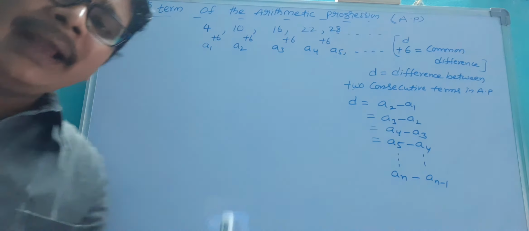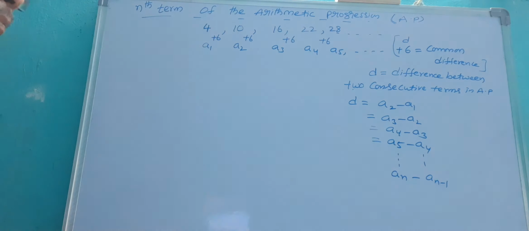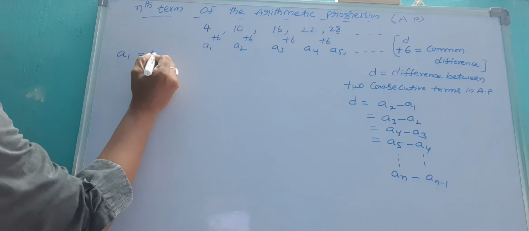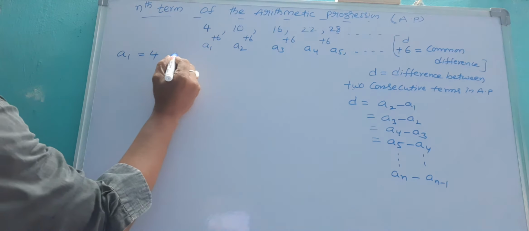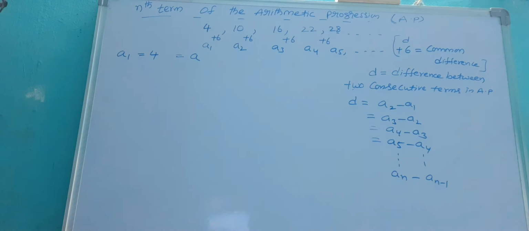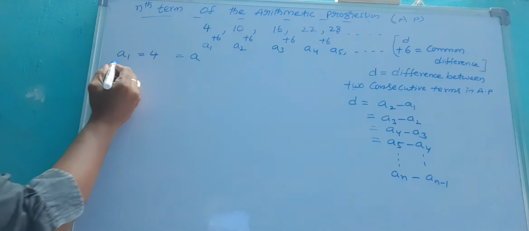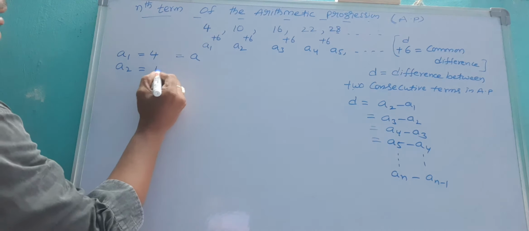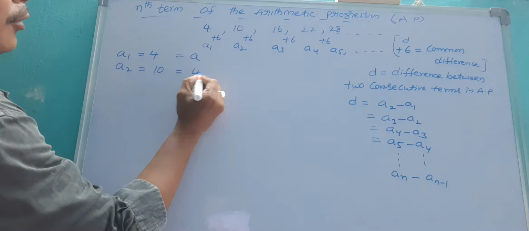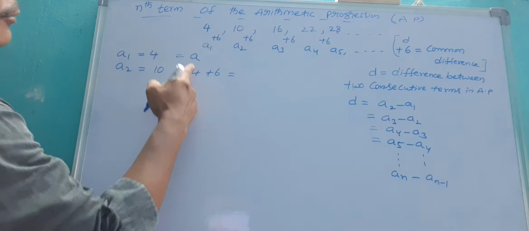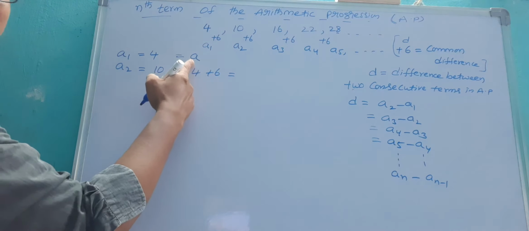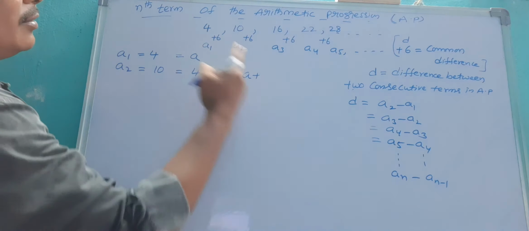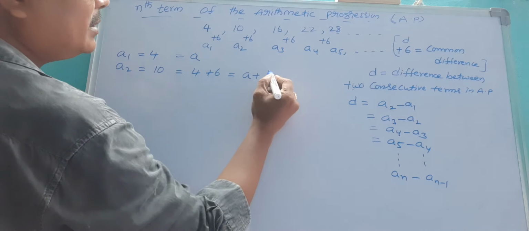Now we have to find the nth term of the AP. Okay, like A1 is equal to 4. This is also considered as A. Next, A2 equal to 10. How to get 10? 4 plus 6. Here 4 means the first term, indicated by A, plus 6. 6 means what? D, the common difference.